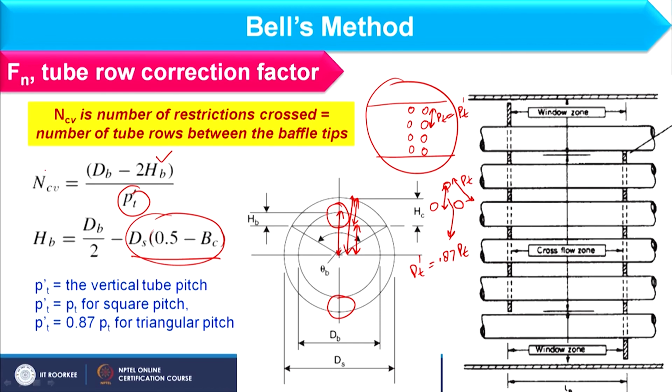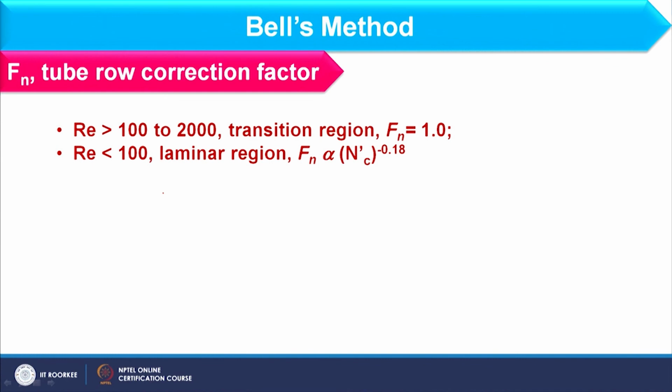So, NCV we can consider by this expression, that is dB minus 2 HB by PT dash, and that NCV should be a complete number. If it comes as decimal, you have to round it up, not round off, right. In that way we can find NCV value, and you can refer the previous graph to find out FN value, but that will be applicable when Reynolds number is more than 2000. Now, what will happen when Reynolds number is 100 to 2000, that we consider as transition region in shell side. In that case, Fn should be taken as 1, you do not have to do anything.